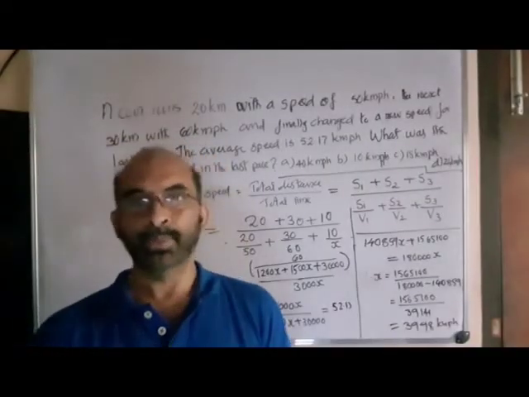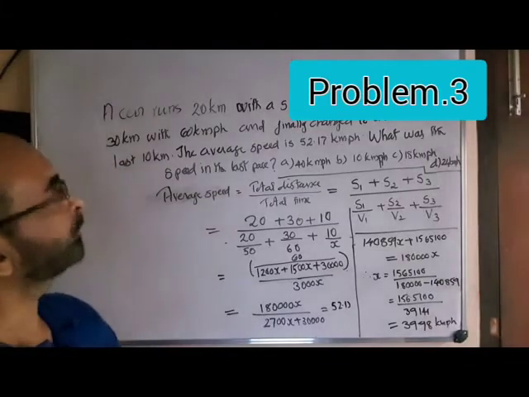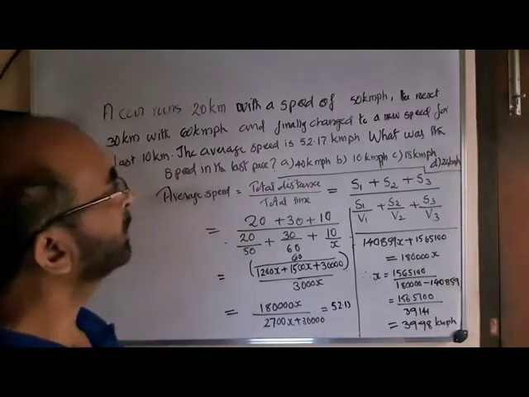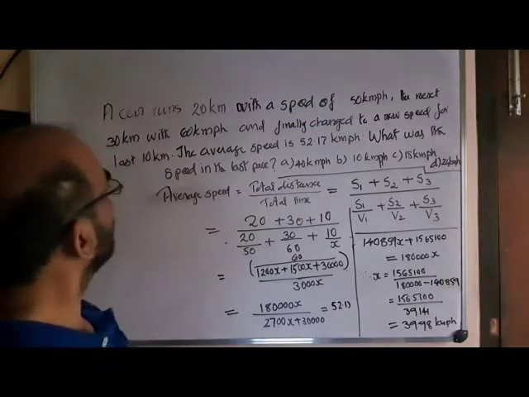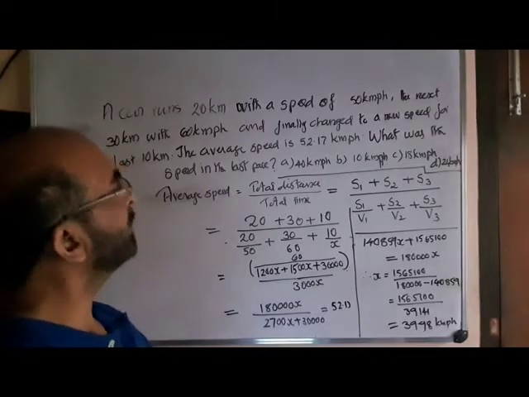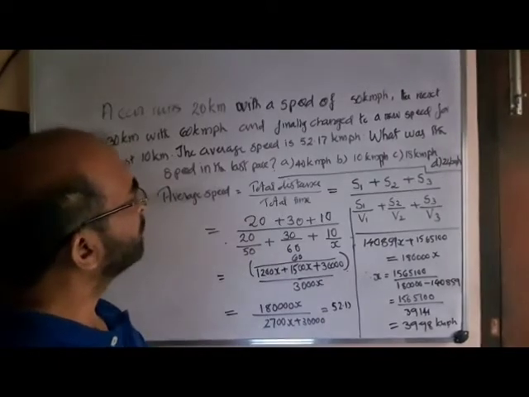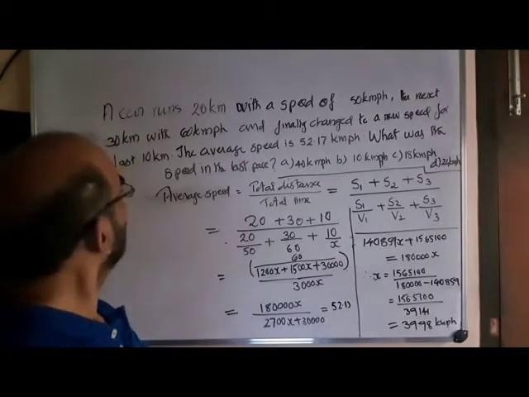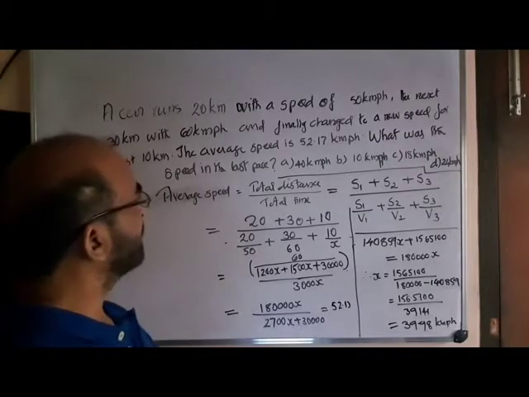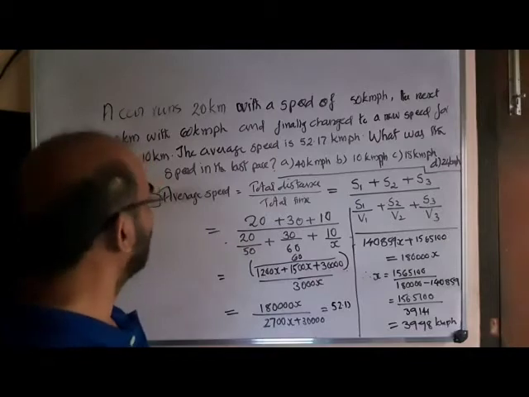The next problem. A car runs 20 km with a speed of 50 km per hour, the next 30 km with 60 km per hour, and finally changed to a new speed for the last 10 km. The average speed is 52.17 km per hour. What was the speed in the last phase? 40, 10, 18 and 24 km per hour.